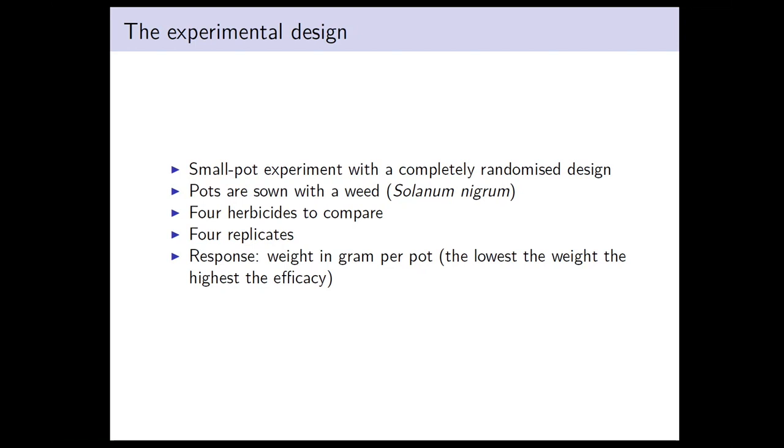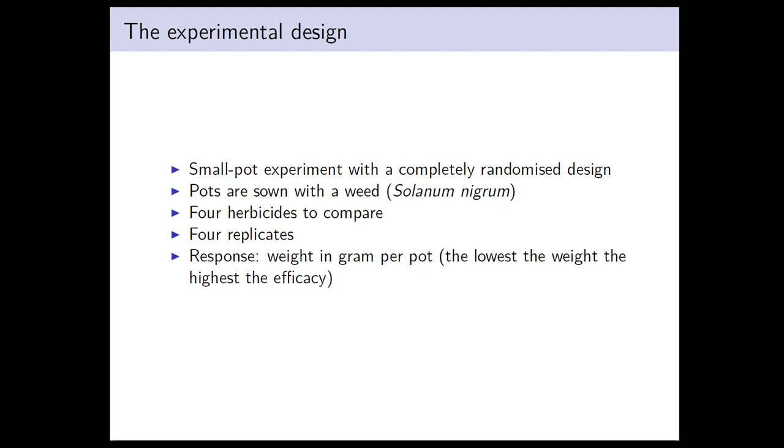So we wanted to compare 4 herbicides to kill the weed. And we designed the experiment with 4 replicates. That means 4 treatments by 4 replicates. It is 16 pots, 16 units. And the herbicides were allocated totally at random. So I hope the problem is clear.